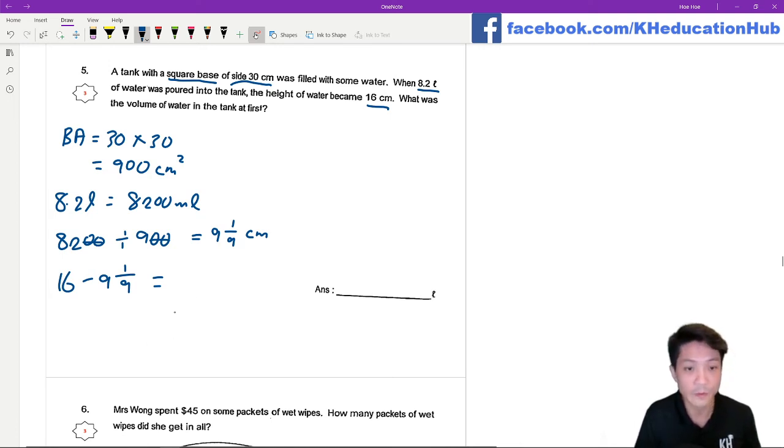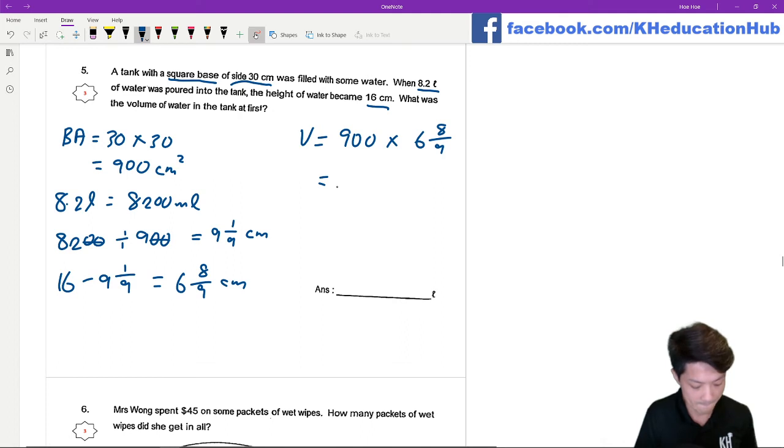Okay, which will give you a 6 and 8/9 cm. Okay, so what was the volume of water in the tank at first? So volume of water is gonna be, I'm gonna use the base area, which is 900 multiplied by the height. Okay, it's gonna give me 6,200 ml.